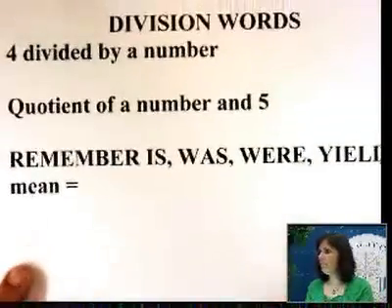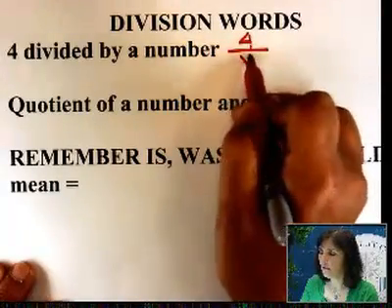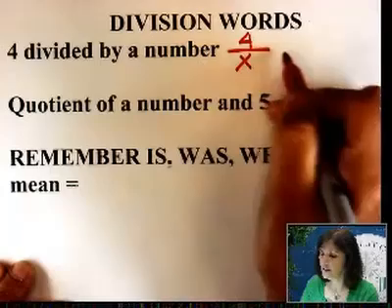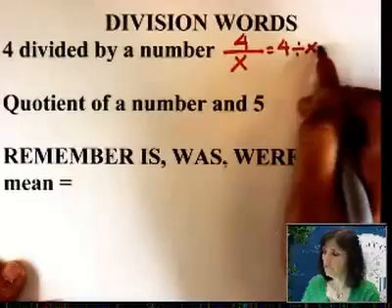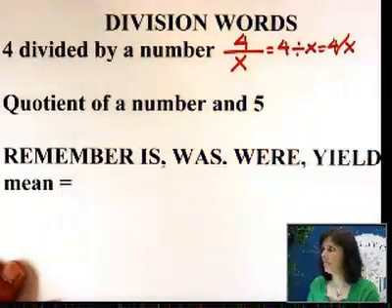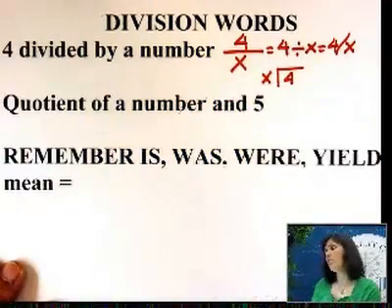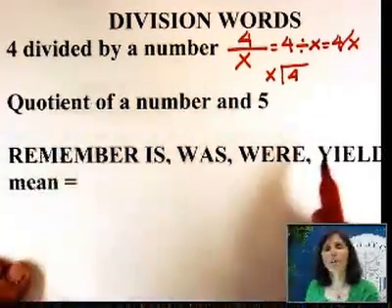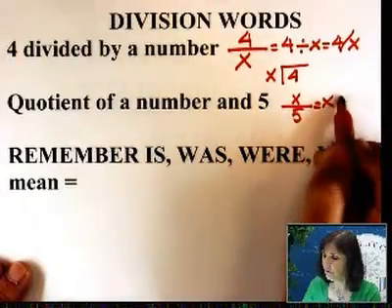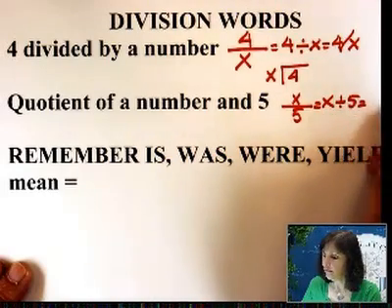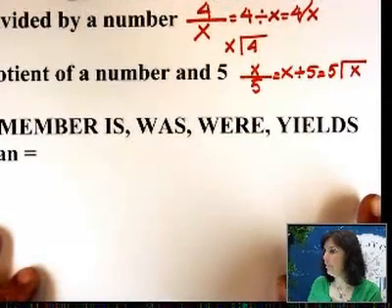We're almost there. Division words. 4 is divided by a number. Watch. Do not mix it up. The same as 4 divided by a number. Okay? So make sure you don't mix those up. Quotient of a number and 5. A number and 5. The same thing. A number divided by 5, and so forth. Okay? Here you go. Got it?